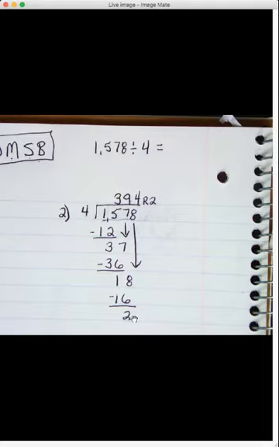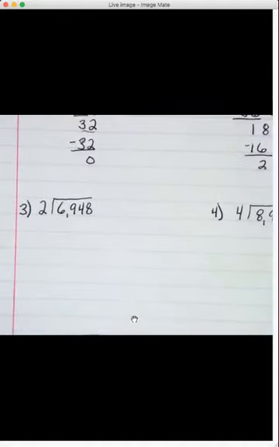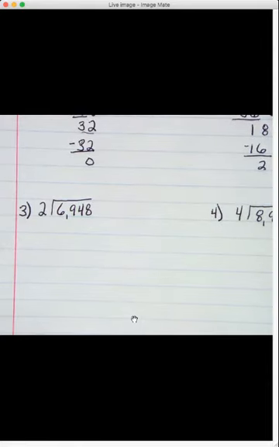All right, let's move on to the next problem. Number 3 says 6,948 divided by 2. Now I'm going to work 5 of these with you, and then I want you to go do them on your own today. And I want you to notice something about my paper.